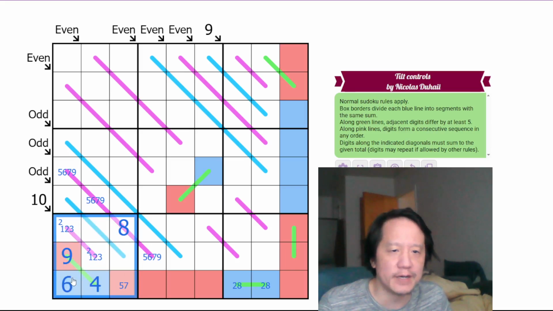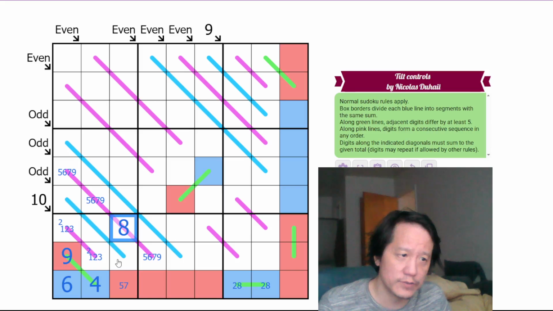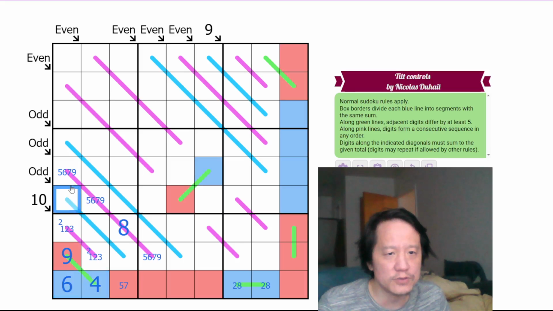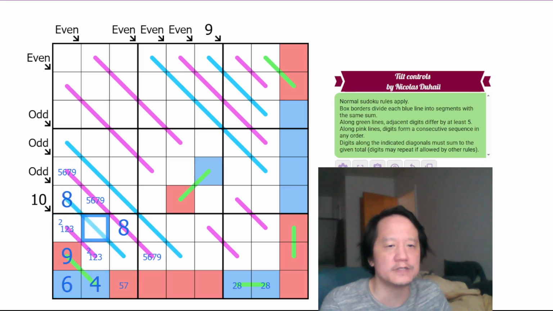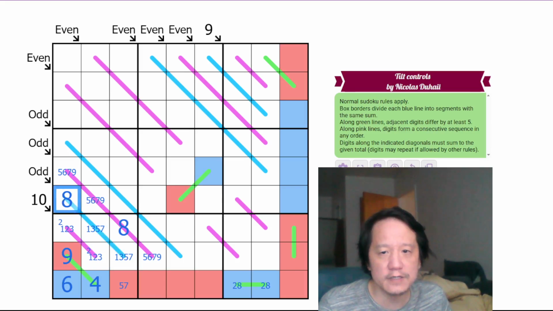Remaining digits in this box then. So we know these add up to 10. We have 10 plus 17, 27, plus 4 and 6, which is 37. So this is always going to be 8 here, and this has to be either 1, 7 or 3, 5. We're not sure which. So we know that's an 8, and therefore that's even. This is 8, and therefore even.